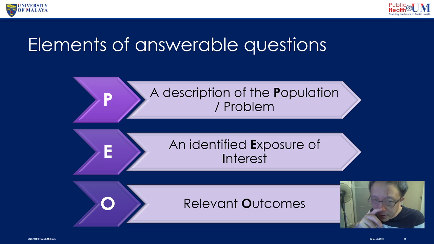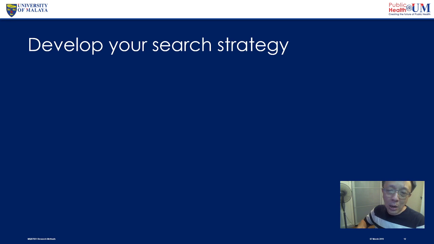If you're not doing an interventional research, you can use PEO. All right, population or problem, exposure of interest, and outcome. So PEO is basically another way of looking at it. So by looking at population, exposure of interest, and outcome. Let's discuss what is developing your research question. We will focus on PICO first, then later we're going to look at PEO. All right. So PICO, PICO.